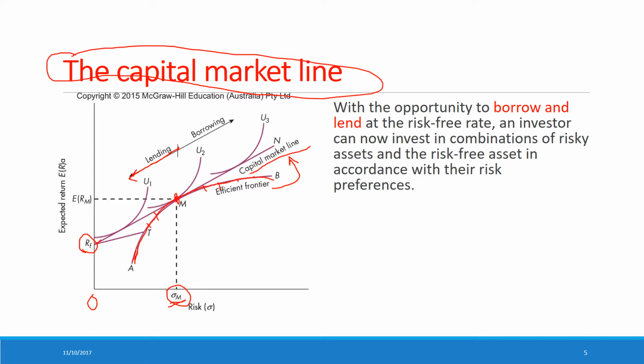So if we have a very low level of risk tolerance, we would be somewhere here. This is where our utility curve cuts the capital market line, and this is our investment portfolio. This portfolio includes a certain percentage of the market portfolio and a certain percentage of the risk-free assets.